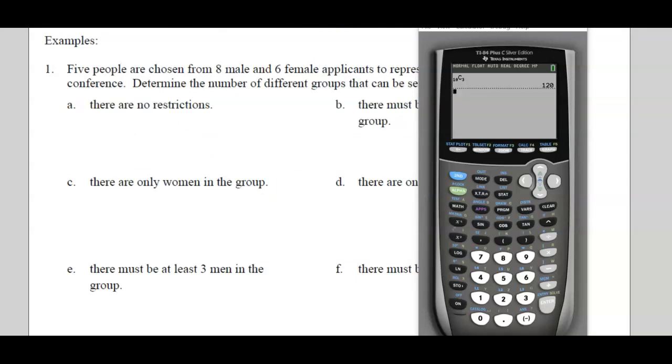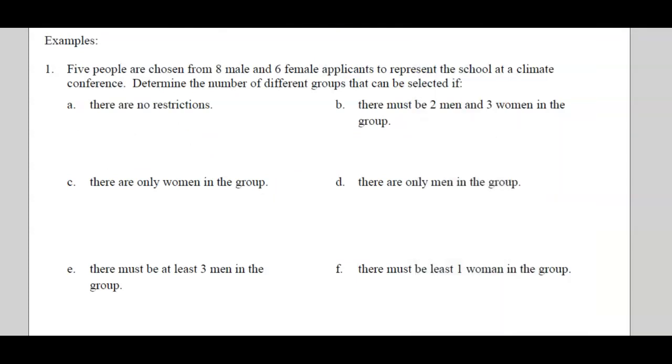Okay, now we're going to practice. So, 5 people are chosen from 8 male and 6 female applicants to represent the school at a climate conference. Determine the number of different groups that can be selected. So, different groups, okay? You just care about the group.